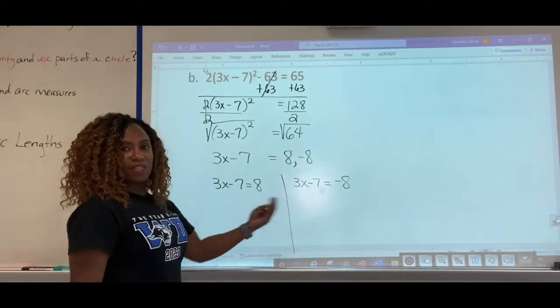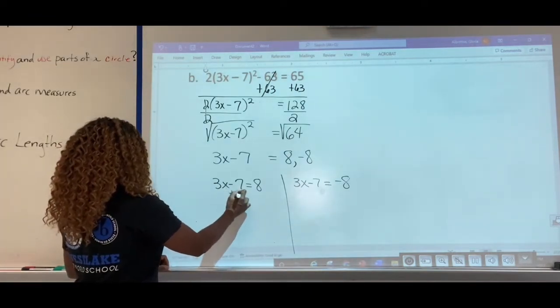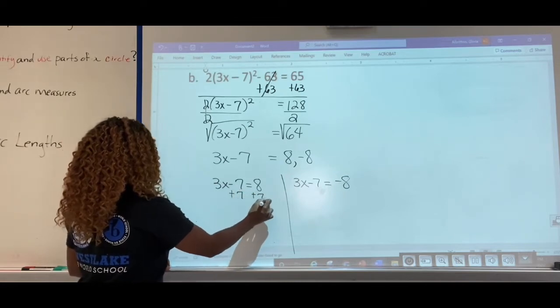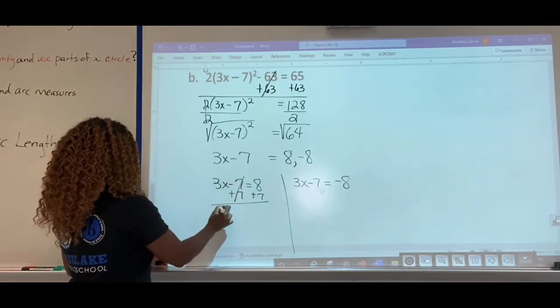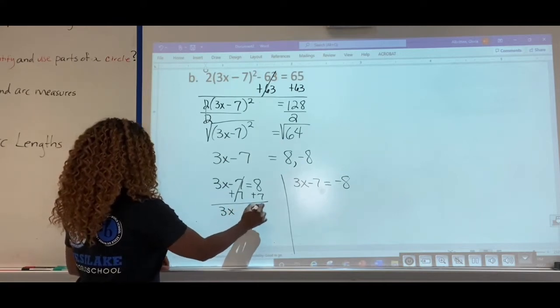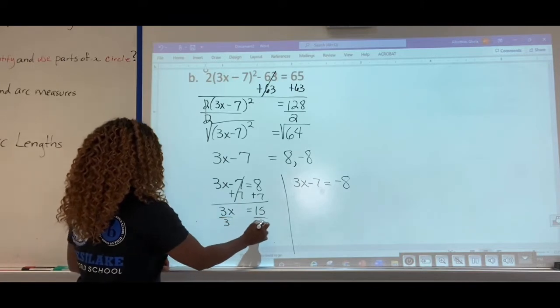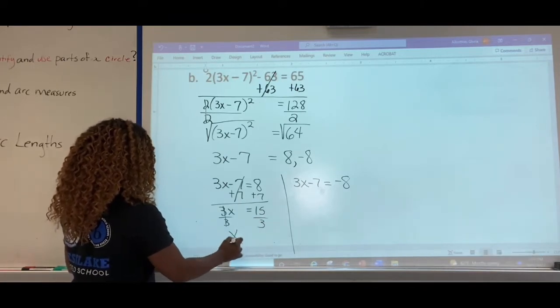Let's solve this and get our values for x. So I need to isolate the variable. That means I'm going to use inverse operations. Bring down 3x. This is going to give me 15. Divide both sides by 3. So my first value of x is going to be 5.